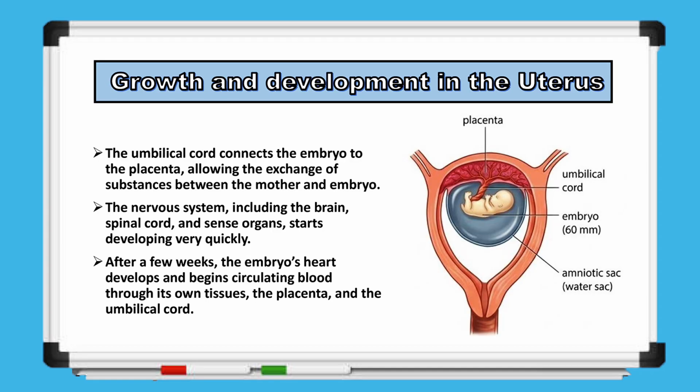The umbilical cord then forms and connects the embryo to the placenta, allowing nutrients and other substances to pass between them. During this time, the nervous system, including the brain, spinal cord, and sense organs, begins to develop rapidly. After a few weeks, the embryo's heart forms and starts circulating blood through its tissues, the placenta, and the umbilical cord.